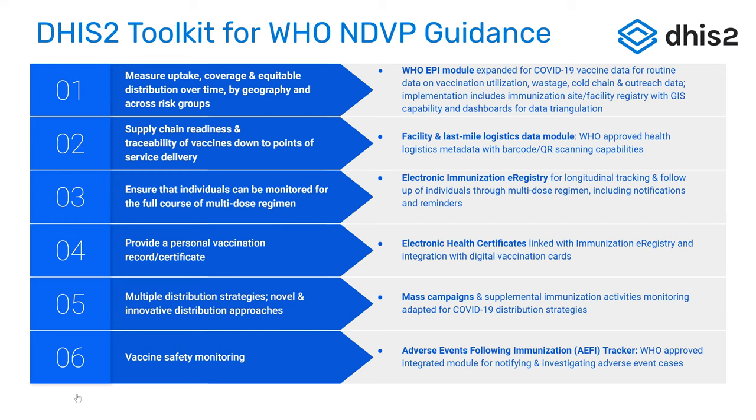And we also know that there's probably going to be multiple distribution strategies. DHIS2 has been used for supplemental immunization activities such as mass campaigns in the past. And so we have a set of core aggregate metadata around vaccination that can be shared across different types of strategies.